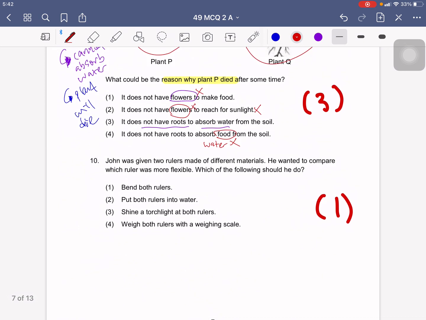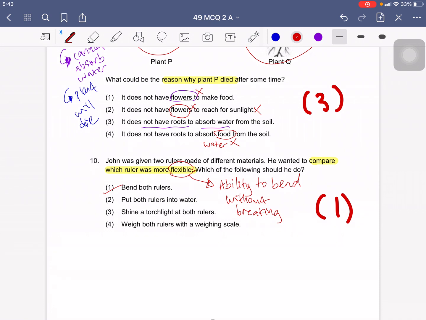Now question 10, John was given two rulers made of different materials. He wanted to compare which ruler was more flexible. Now more flexible means he's trying to test for flexibility, alright, which means the ability to bend without breaking. So what should he do? Well, answer will be bend both rulers and observe which can be bent more without breaking. Okay, so that's answer will be 1.